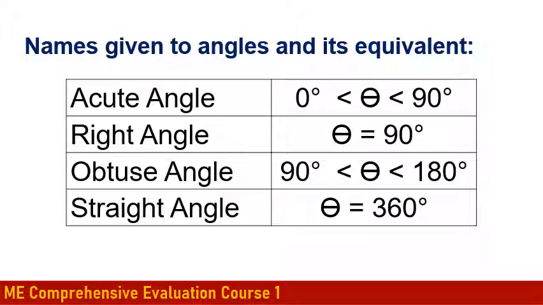There are names given to angles and its equivalent. Say for example, an acute angle is between 0 degrees and 90 degrees. It is a right angle when the angle is exactly 90 degrees, an obtuse angle is between 90 degrees and 180 degrees, and a straight angle is equal to 360 degrees.